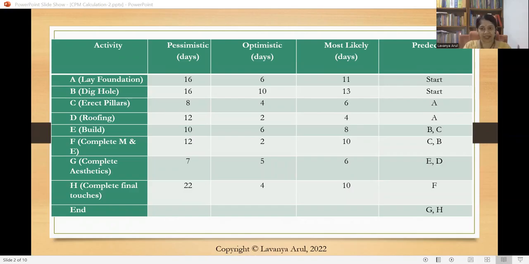For each and every activity, instead of just giving us the days or the duration, we are given the best case, the worst case, and the mean value. The pessimistic value is the worst case, the optimistic value is the best case, and most likely is the mean. And of course, we have the predecessor.